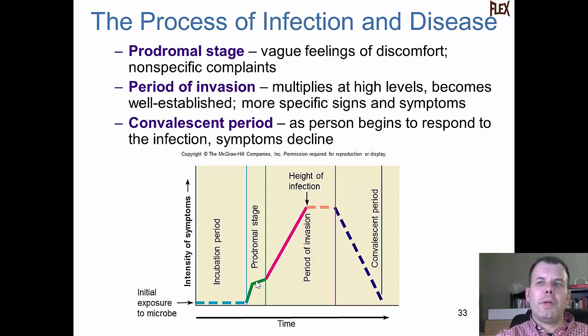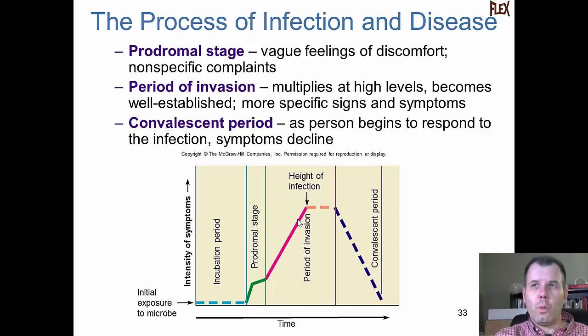The next stage is the period of invasion, and this is where you're going to have the height of your infection, the height of your signs and symptoms. This is where you're going to feel awful. This is where you're going to be out on your bed. This is where you're coughing, sneezing, and just miserable. Okay, and this is known as the period of invasion. This is where the bacteria or virus makes its peak, and then you finally hit that stationary point, and eventually it will start working its way down.